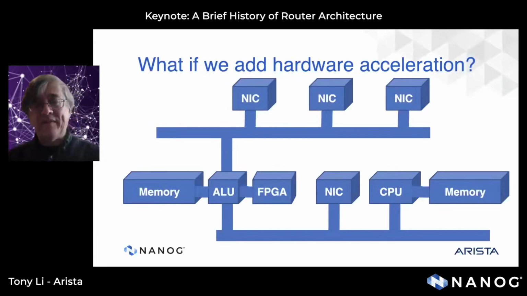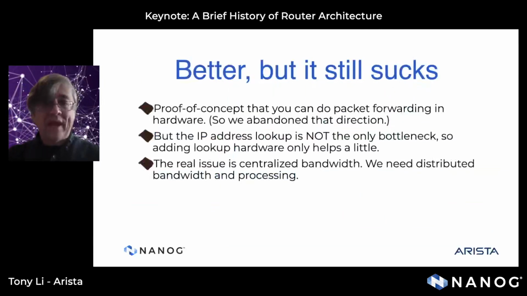Then we went off and said, well, this IP address lookup is painful. What happens if we make this a little bit faster? And we stuck an FPGA onto the ALU. And that let us do hardware lookups for the first time. And that was better, but it didn't help that much, surprisingly. Well, okay, we can do packet forwarding on hardware, and that's good, but we're going to abandon that. And we're going to do something else. But the IP address lookup turns out to not be the only bottleneck. Adding lookup hardware only saved a little bit of the CPU time, and there was still lots of congestion just from data handling.